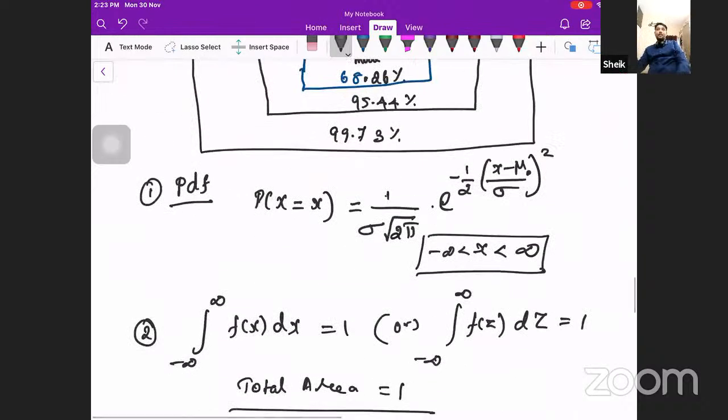Next one is the PDF. P of x is equal to 1 by sigma root 2 pi, e power minus half into x minus mu by sigma the whole square, where x is between minus infinity to plus infinity.